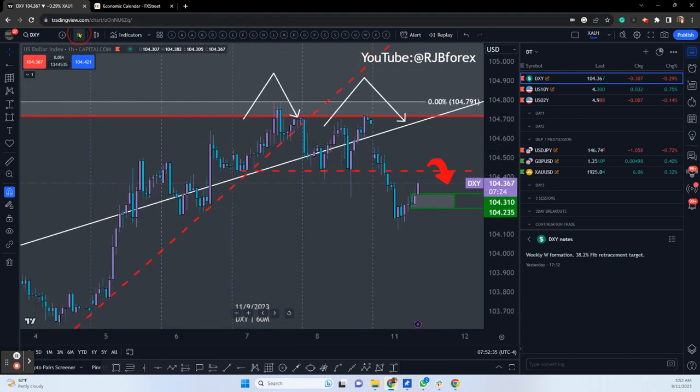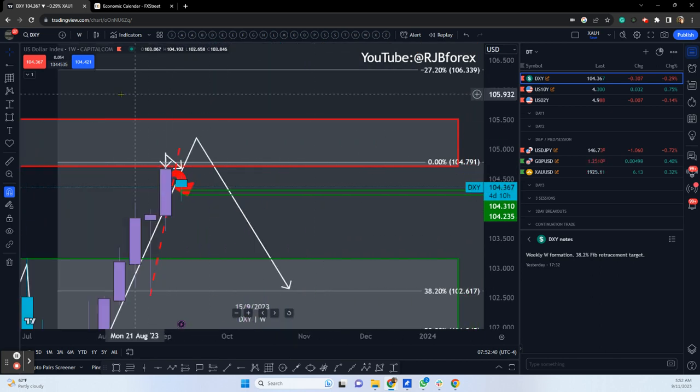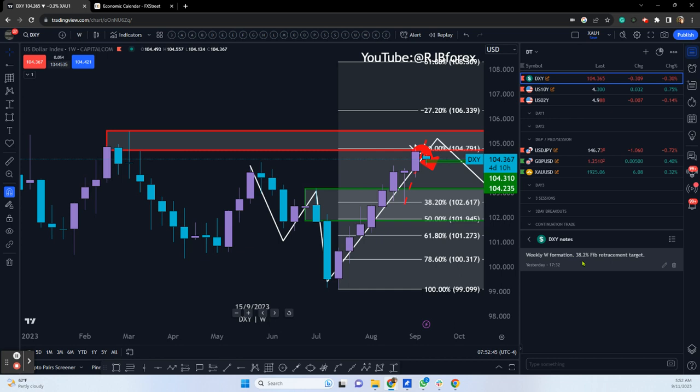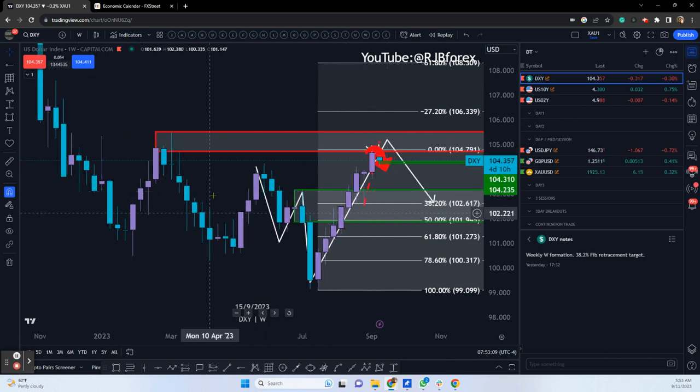Right, if we pull our chart out to the weekly chart, we've got this W formation. So I've written some notes here last night. The 38.2% Fibonacci retracement area, which is over here, aligns with the neckline pretty much of the W formation. So that could be a target for the week ahead, a couple of weeks ahead. Okay.